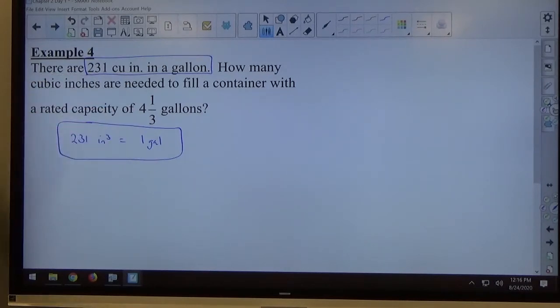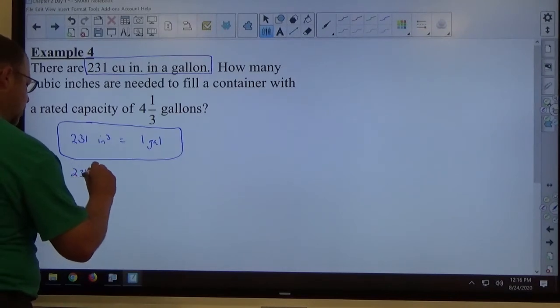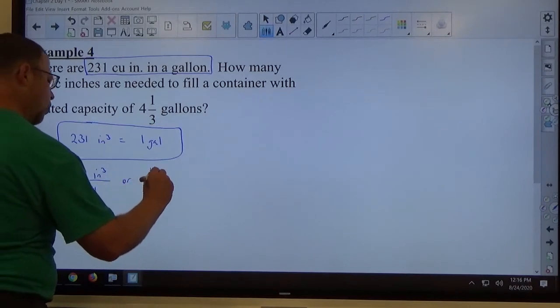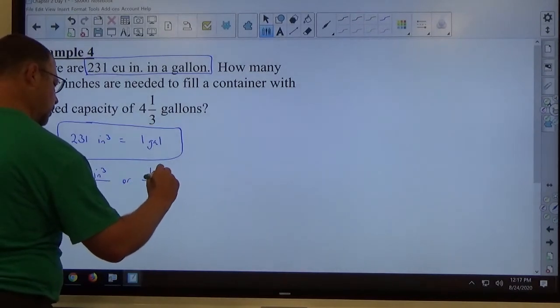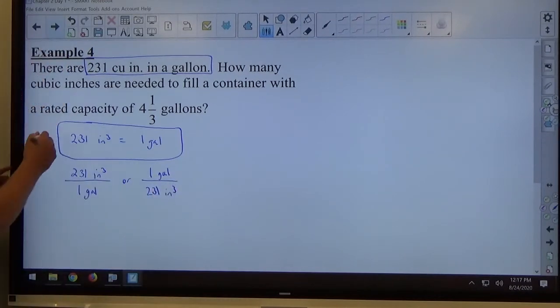Anytime you have equal facts like that, different units with different amounts of that unit that are equal to each other, that gives you the capacity to use what's called a unit multiplier. And that looks like this. Either 231 cubic inches on top over 1 gallon on the bottom, or 1 gallon on top and 231 cubic inches on the bottom. Okay. That fact leads to these two unit multipliers. It's up to you to determine which one's useful.